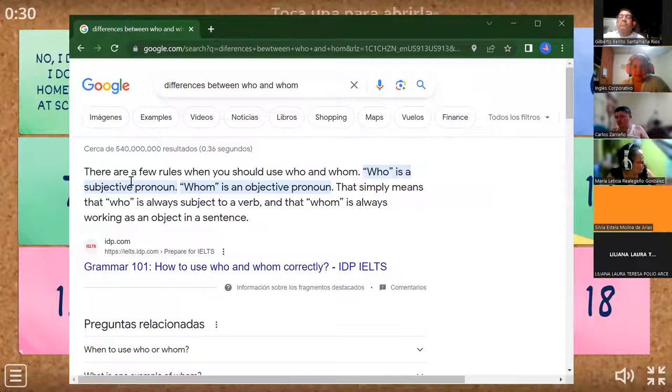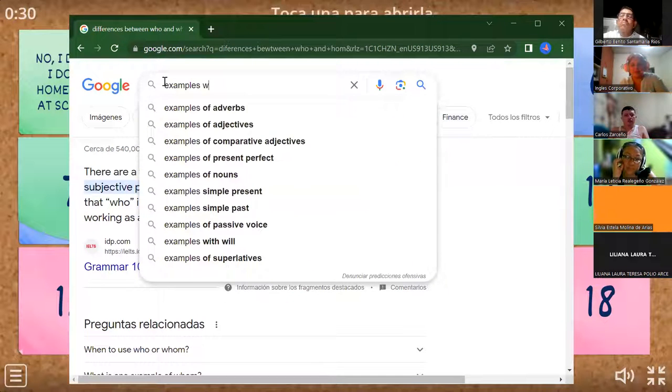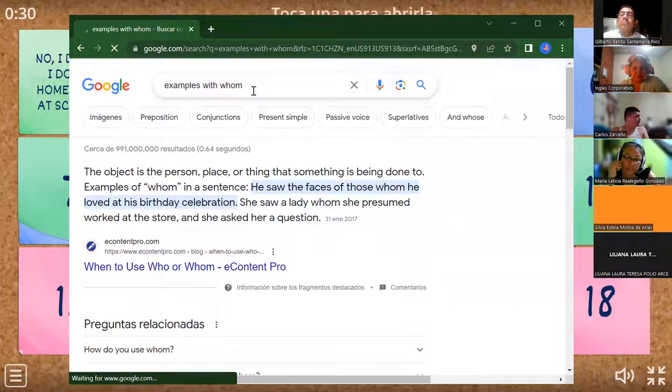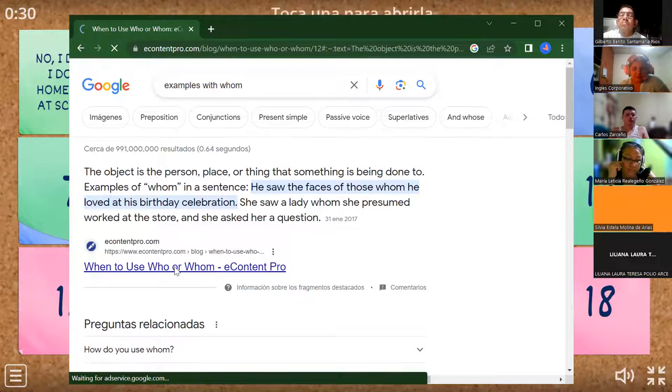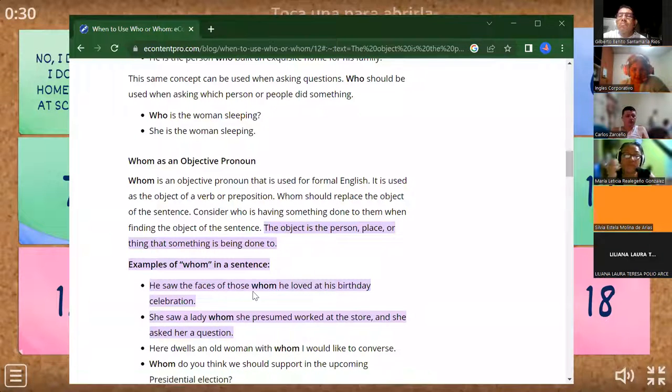Okay. There are a few rules when you should use who and whom. Who is a subjective pronoun. Whom is an objective pronoun. That simply means that who is always the subject of the verb and whom is always working as an object in a sentence. Example with whom: he saw the faces of those whom he loved in his birthday.